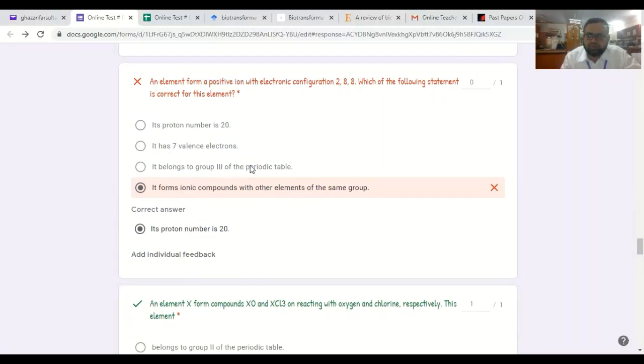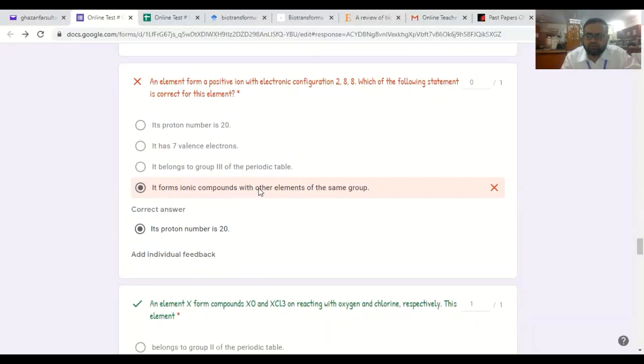It belongs to group 3 of the periodic table. It might be from group 3 of the periodic table, but if you consider it 2,8,8, the best option is the first, because if it is 21 electrons, then atomic number 21 is for a transition metal. Electronic configuration of transition metals is not included in your syllabus.